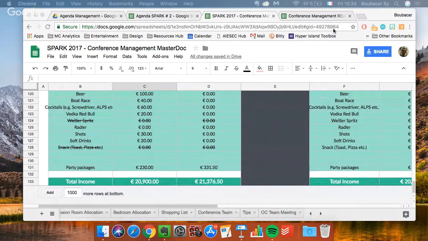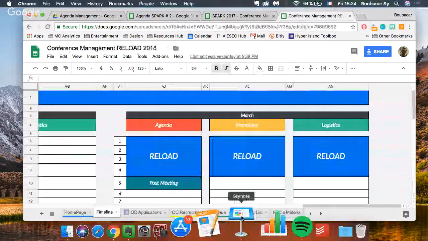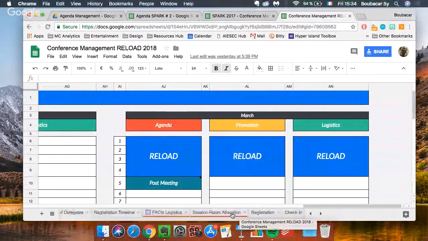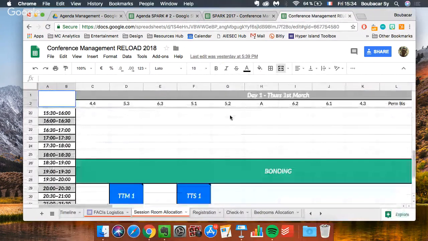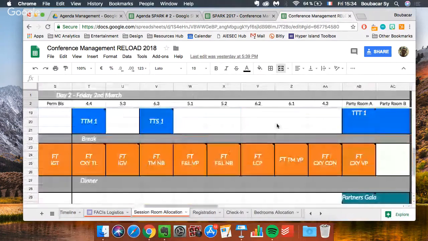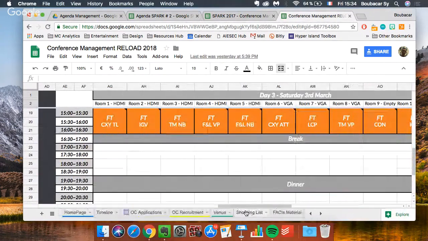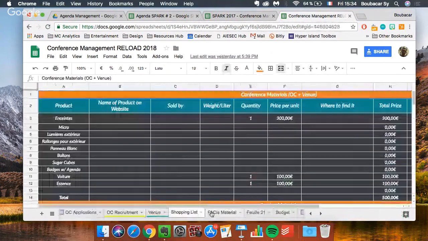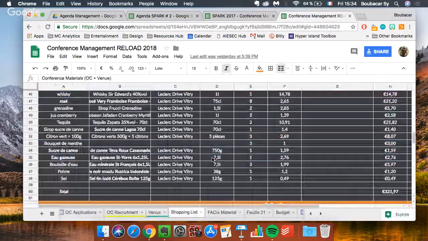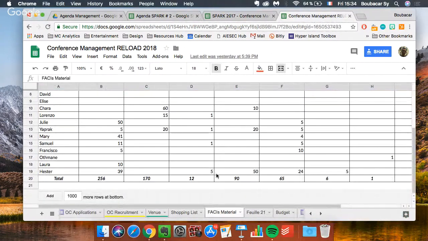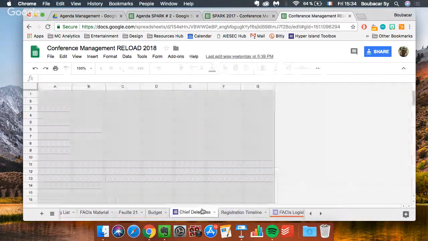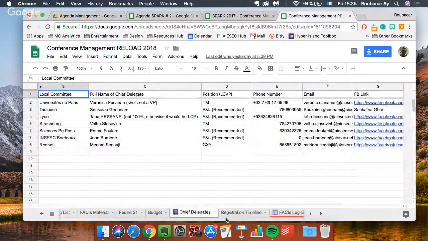Okay, and then you have all these documents with other forms in the output, for both Spark and Reload. Reload has extra things for session allocations that you need to think about as a conference manager, for instance where all the sessions are going to happen. Also the bedroom allocation, the OC applications, the OC recruitment, and the shopping list, everything that needs to be bought. You can do it very fast, including fancy materials, and go on the website of Maxi Bureau that I mentioned before to buy all the material. The chief delegates, actually, did not answer. I also decided to handle the chief delegates by myself, like the VP Finance of the LCs that did not answer.